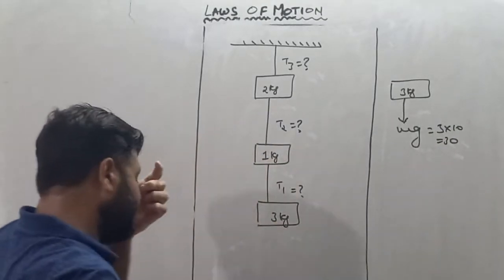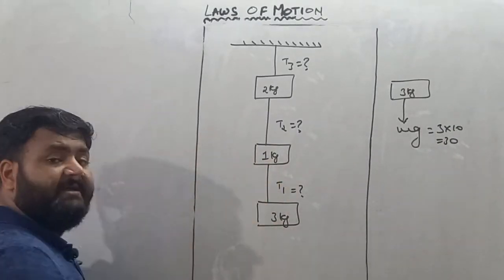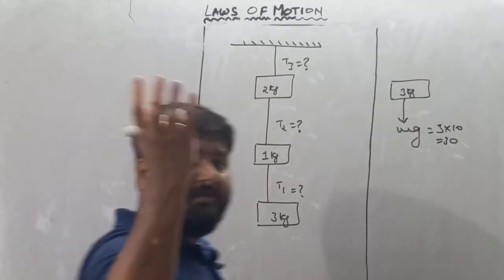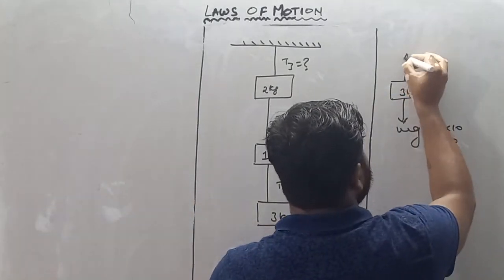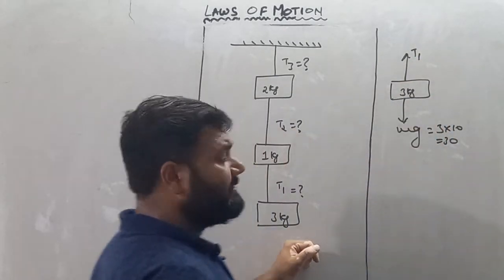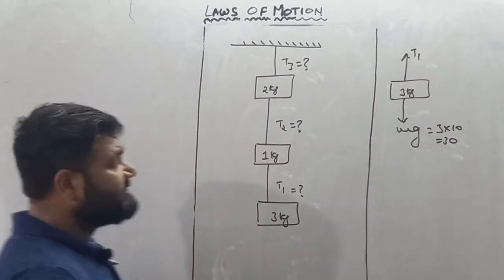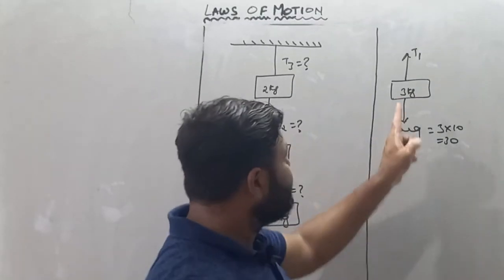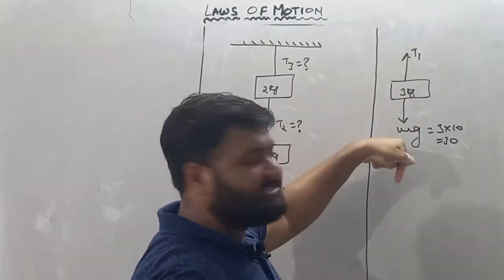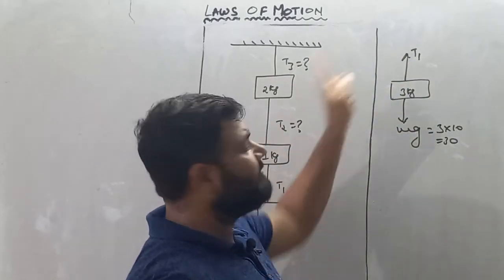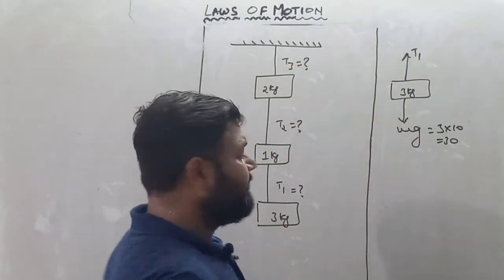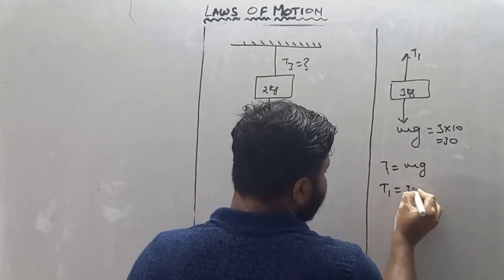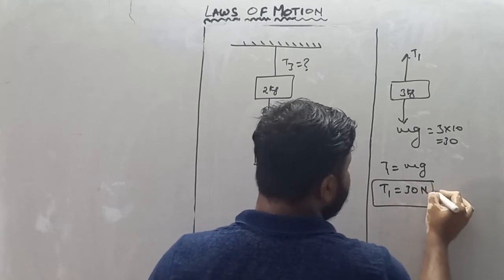Now see, one rope, or we can say string, is connected with the 3 kg block. So there must be a tension, which is always a pulling force. So away from the body it is T1. Now the system is in equilibrium. So forces are equal in magnitude and opposite in direction. T1 is in the upward direction, mg is in the downward direction. The system is in equilibrium, which implies T1 must be equal to mg. So T1 must be equal to 30 Newton. We'll get the first value.